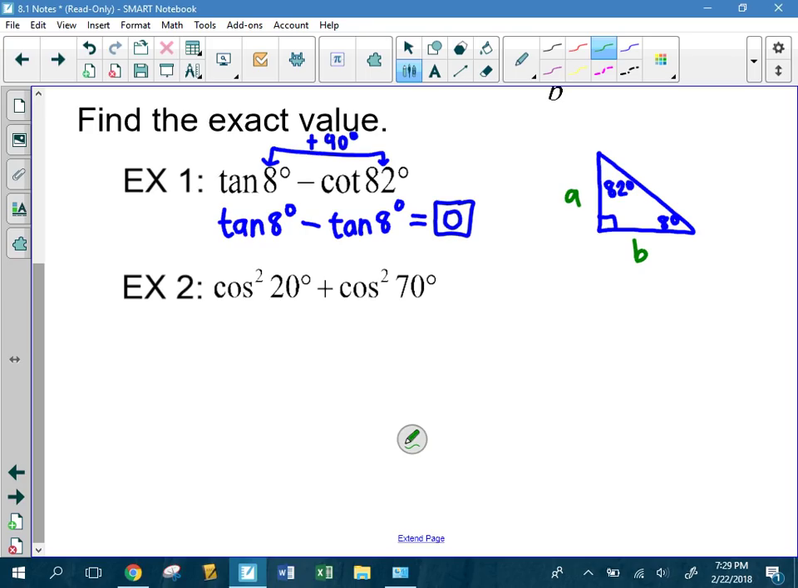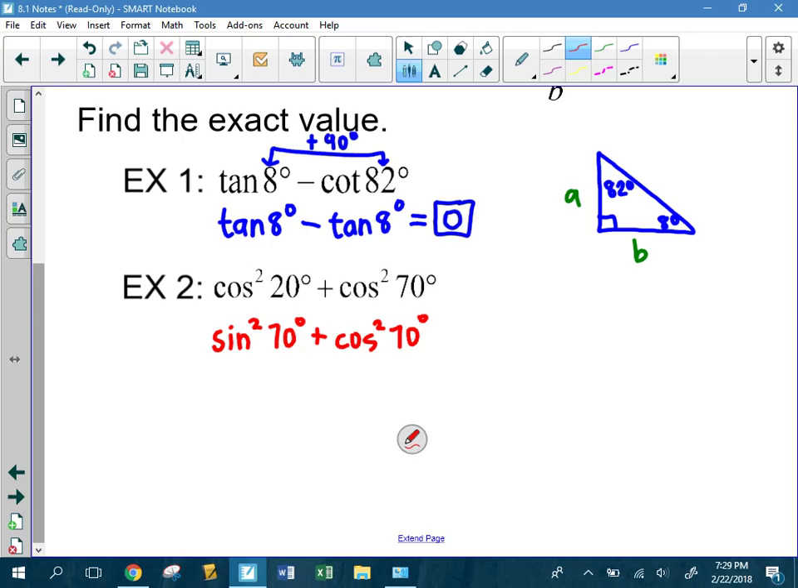Okay. So if we look at cosine squared of 20 degrees plus cosine squared of 70 degrees, again, we should recognize that 20 degrees and 70 degrees add up to 90. So we can start using some cofunctions. If we think cosine squared, think of something we know its cofunction is sine. So we could change it to sine squared. It doesn't matter which, but we could go ahead and change cosine squared to sine squared, and then it would be the complementary angle. So sine squared of 70 degrees plus cosine squared of 70 degrees.